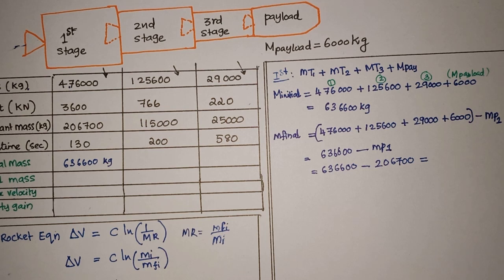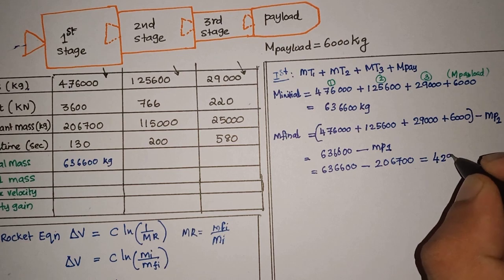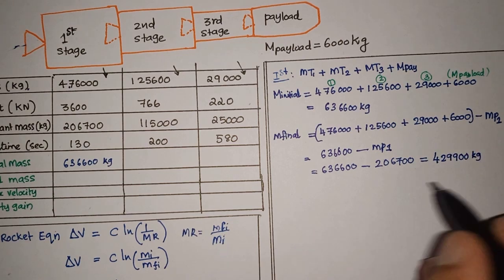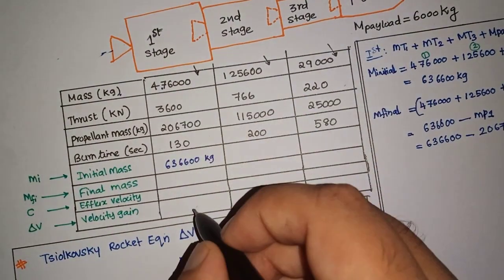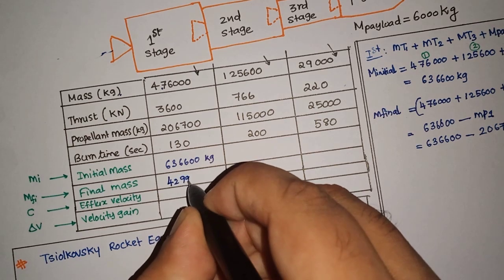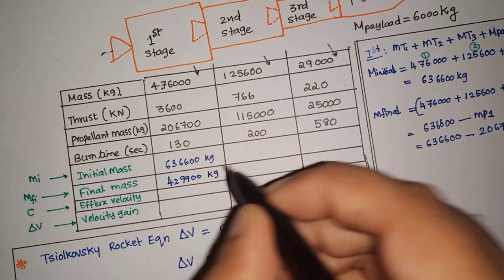So how much is it going to have? This is going to have 429900 kilograms. So immediately you can start filling in those values again. This is the first stage section, so you can start filling it in: 429900. Surely this is going to be in kilograms.